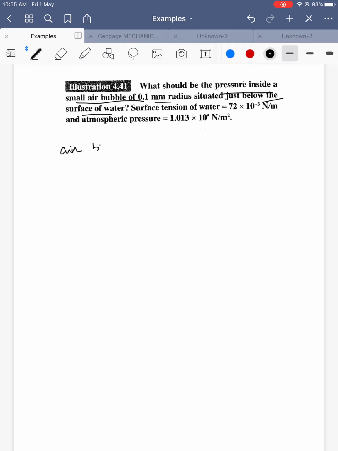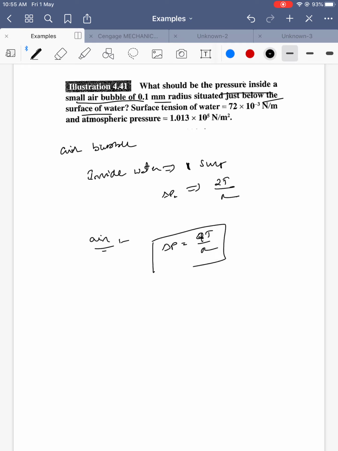If an air bubble is inside water, it has only one effective surface in contact with the water, then excess pressure is equal to 2T by R. When the air bubble is in air, then the delta P becomes, it has two surfaces, one inside and another one outside. It's 4T by R excess pressure for the air bubble.